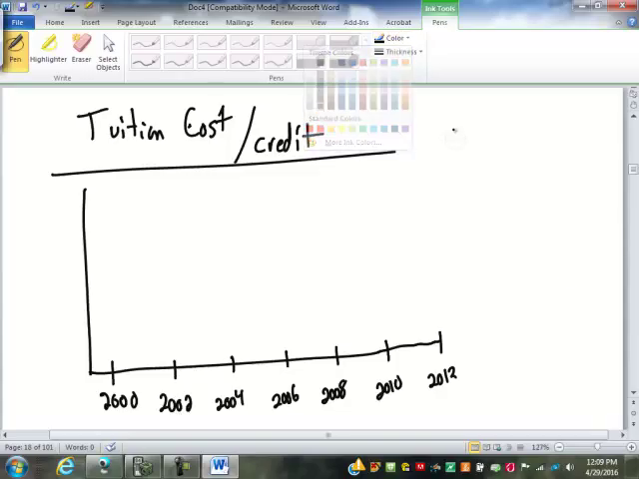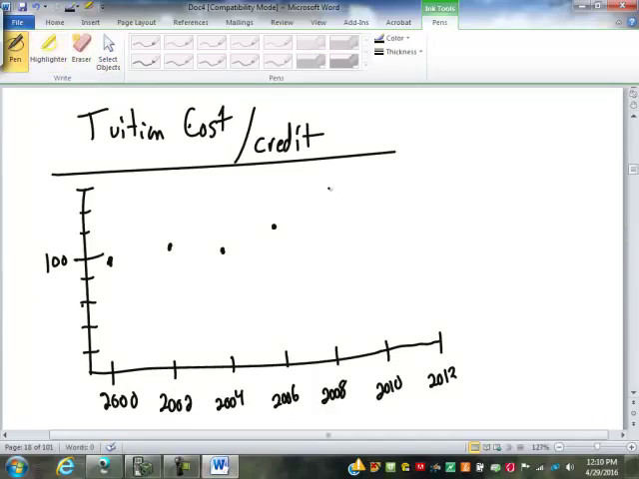So anyway, let's do our scale up the side here. There's $100. So each of these marks is $20. In 2000, tuition was just below $100 a credit. 2002, it went just above. 2004, actually went down about $1. 2006, it went up a little bit. 2008, it made a big jump. Oops, make sure I stay above my number there. And 2010, small decrease. 2012, small increase.